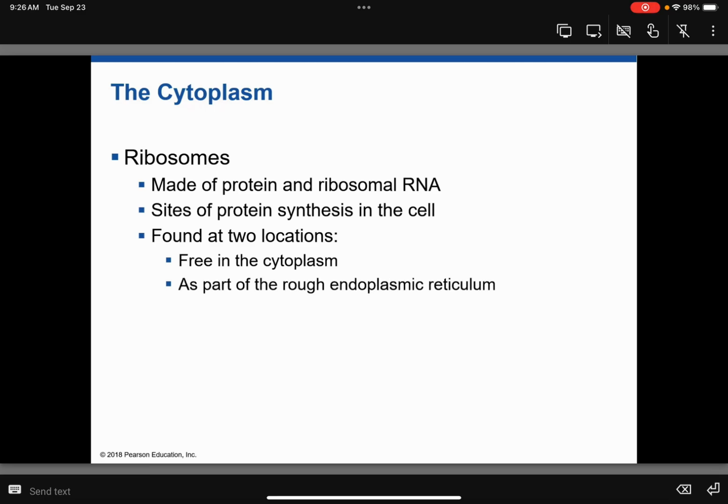Okay. Ribosomes are essential in the protein synthesis process. It's where the proteins get assembled. So ribosomes are made up of protein and ribosomal RNA, or rRNA. And we find them in a couple different locations in the cell. They can be free floating in the cytoplasm, but then they can also be attached to the endoplasmic reticulum, in which case we call that the rough ER, as opposed to the smooth ER that does not have ribosomes attached to it.